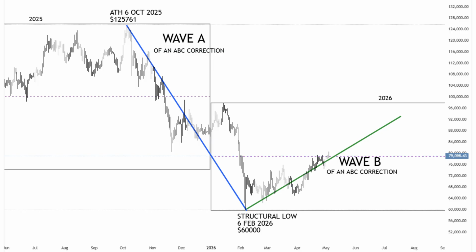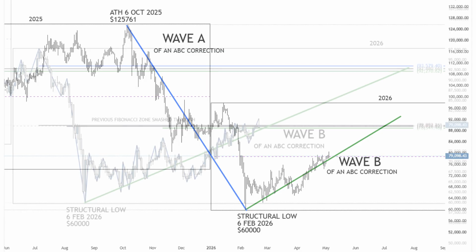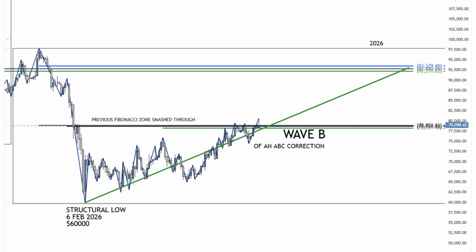Now let's look at what our framework is telling us right now. In our previous video, we identified the Fibonacci resistance zone between $78,341 and $79,903. This is the level to watch. We expected it to be smashed through, and that is exactly what has happened. Price has broken above $80,000, and we now establish fresh zones for the move ahead.